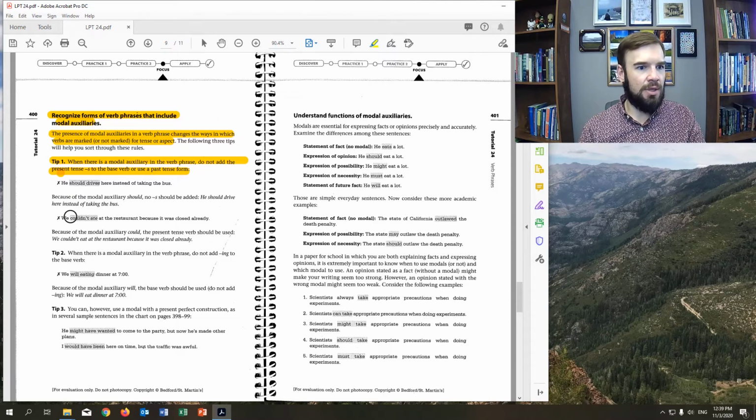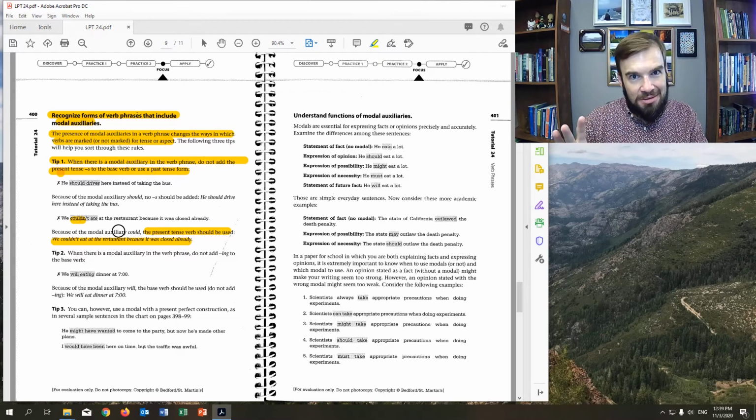Next, "we couldn't ate at the restaurant because it was closed already." Now, because of the modal auxiliary could, the base verb should be used. We couldn't eat at the restaurant because it was closed already. Here, could is already in the past tense. This is already marking past tense in the verb phrase, so we don't need to put the main verb itself into the simple past tense. You want to use the base form of that verb and let the modal be marked for verb tense, right?